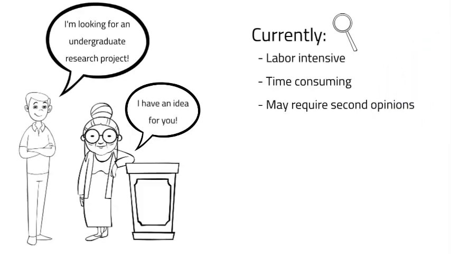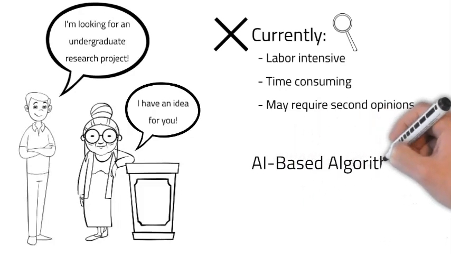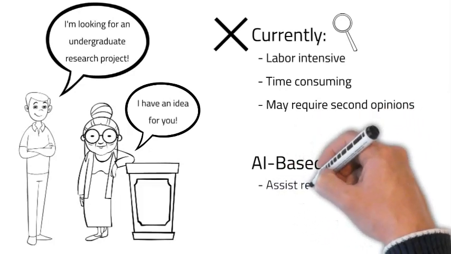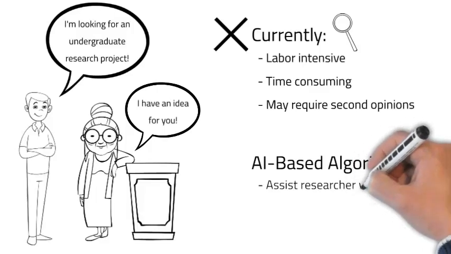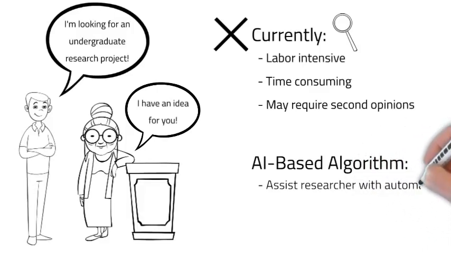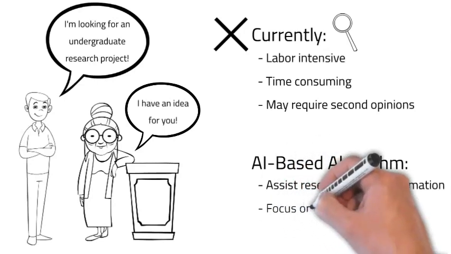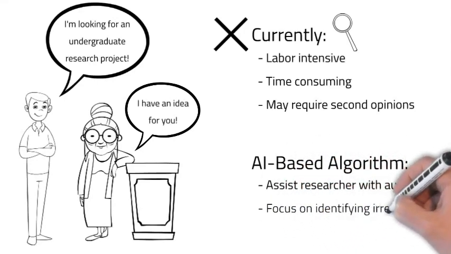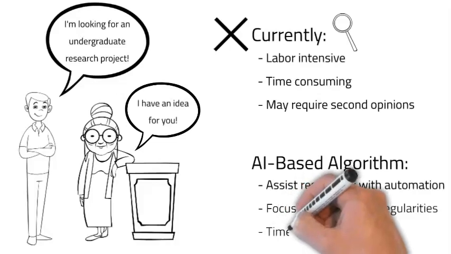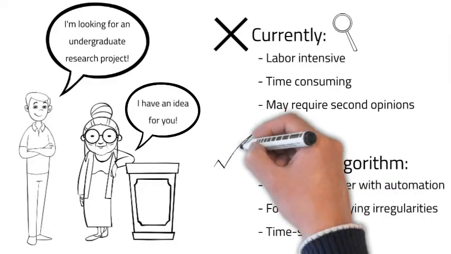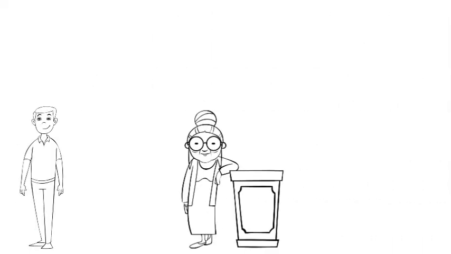Wow, that's so interesting. It seems like an effective AI-driven algorithm could assist the researcher by identifying potential regions of interest over an entire slide in a rapid, automated manner. That way, researchers could focus on classifying irregularities within the likely regions of interest, cutting down the overall time and speeding up the research. Exactly.